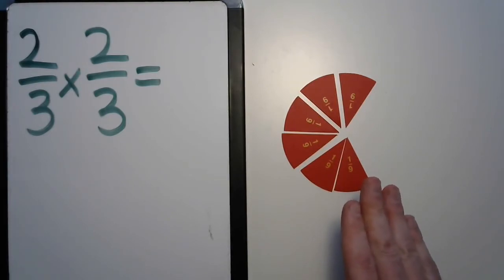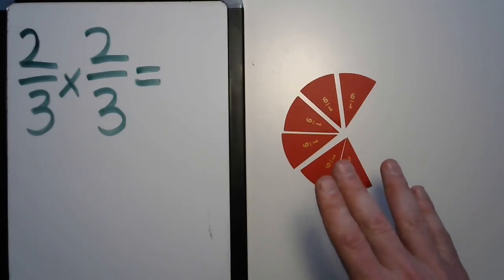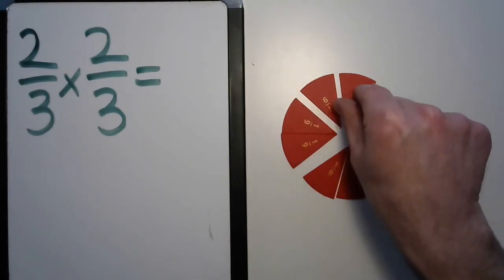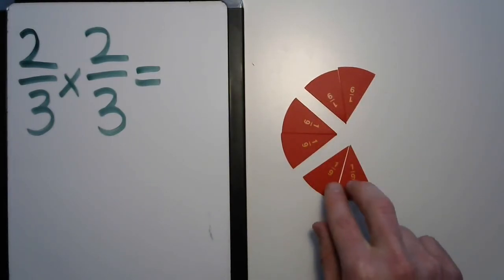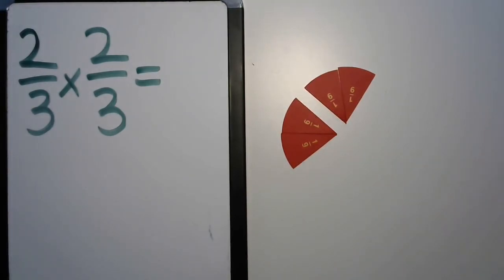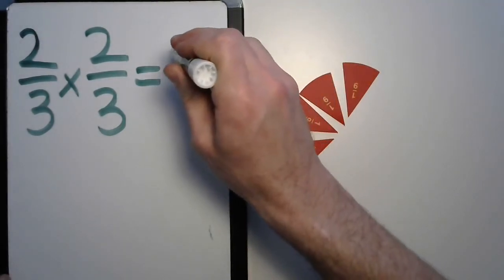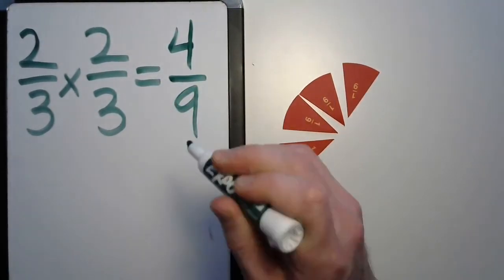But remember, we're only going to keep 2/3 of that. So can we split that into thirds? Yeah, we can group our 9ths together and take one of them away. What we have left is our product, 4 9ths.